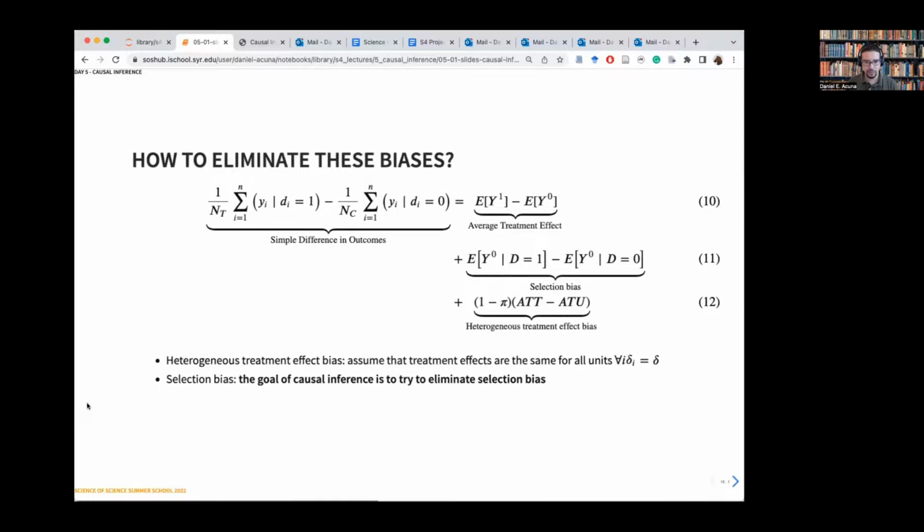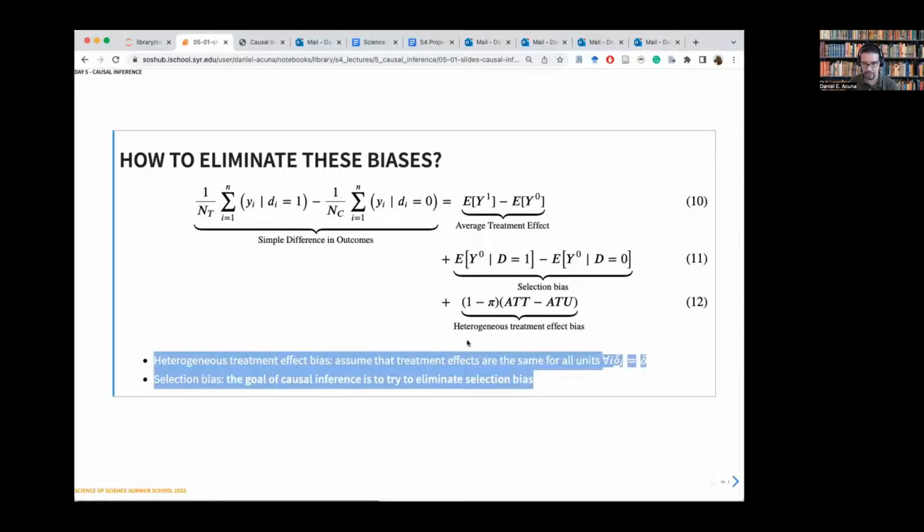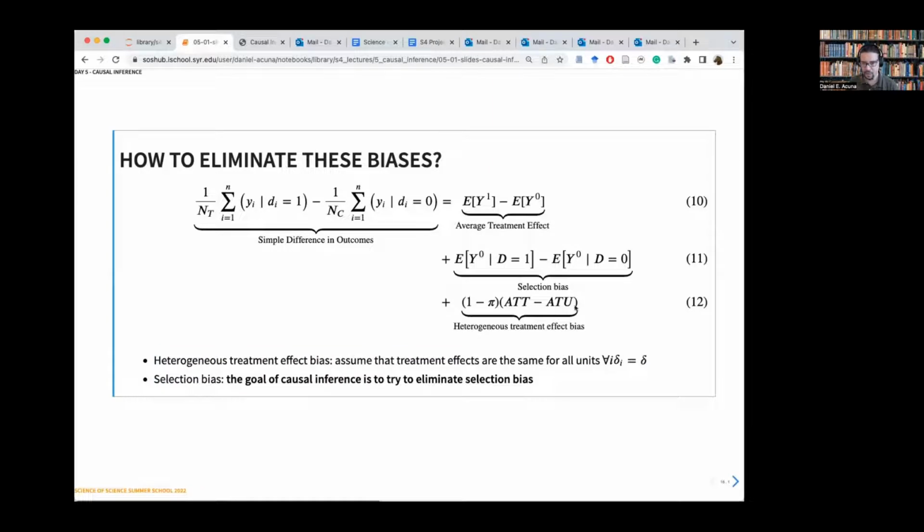For heterogeneous treatment effect, we assume that the treatment effects are the same for all of the units. So this is usually an assumption that we make, so that we make this go away. So we make this 0. And this is relatively reasonable in that the effect wouldn't change depending on the population in both cases.